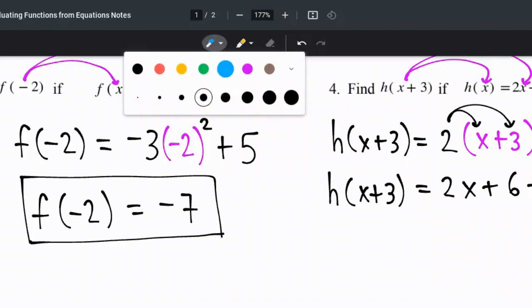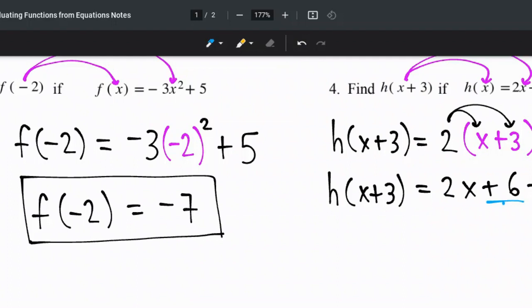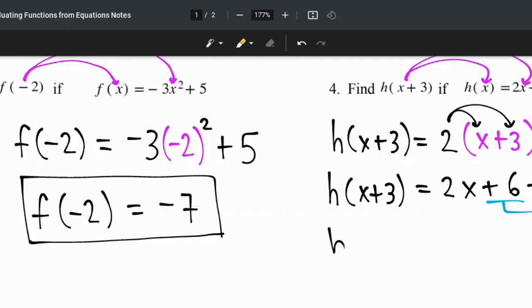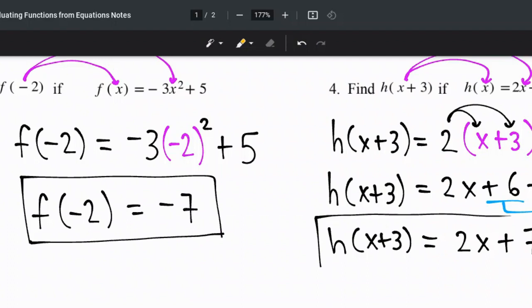And then we have these like terms to combine. 6 plus 1, that gives us 7. So we have h of x plus 3 just gets carried down equals 2x, and we said 6 plus 1 gives us positive 7, so 2x plus 7. We can't go any further with that because the 2 has an x and the 7 doesn't. They aren't like terms, so our entire answer is actually that expression 2x plus 7.